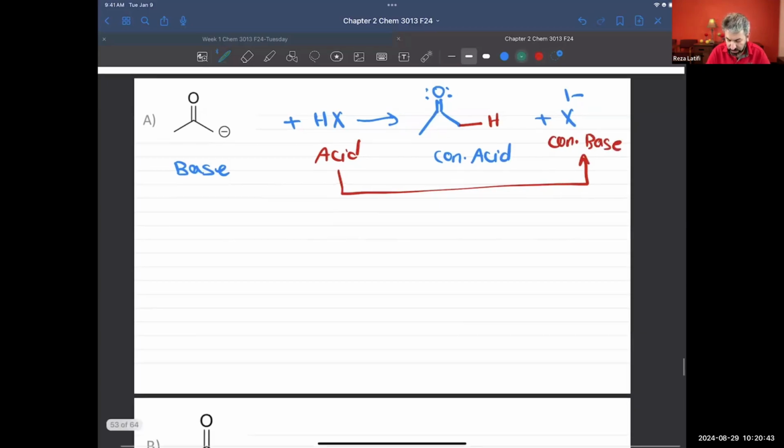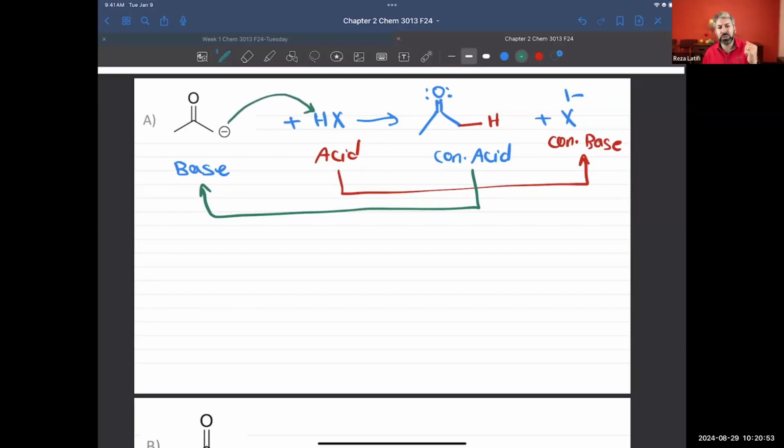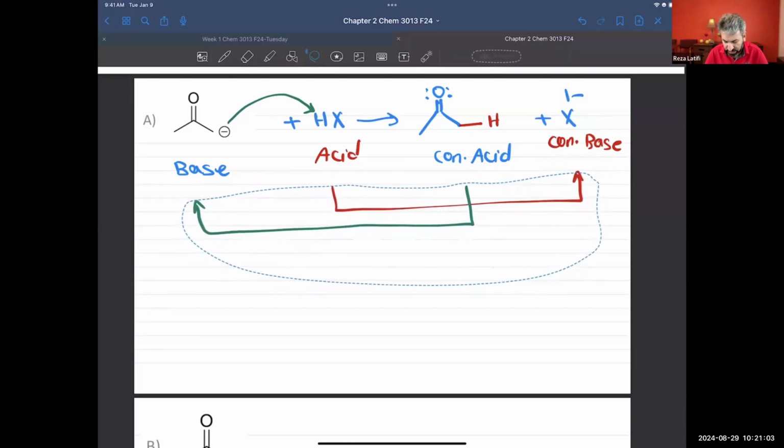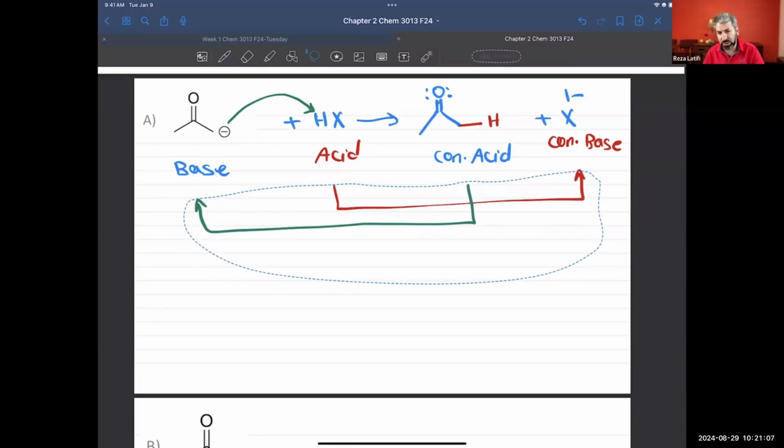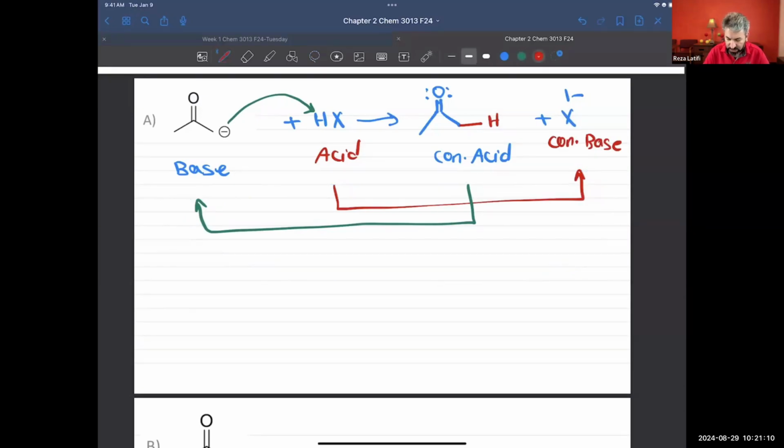Let's connect these two as well. Our base has a lone pair. It's going to take that hydrogen and steal the hydrogen from HX. Now that I know the conjugate base and the conjugate acid, I'm going to assign the pKa for my acid and the conjugate acid. I'm going to say the pKa of the conjugate acid is around 19.3, and I'm looking for the acid. I want to know which pKa of HX I can use.